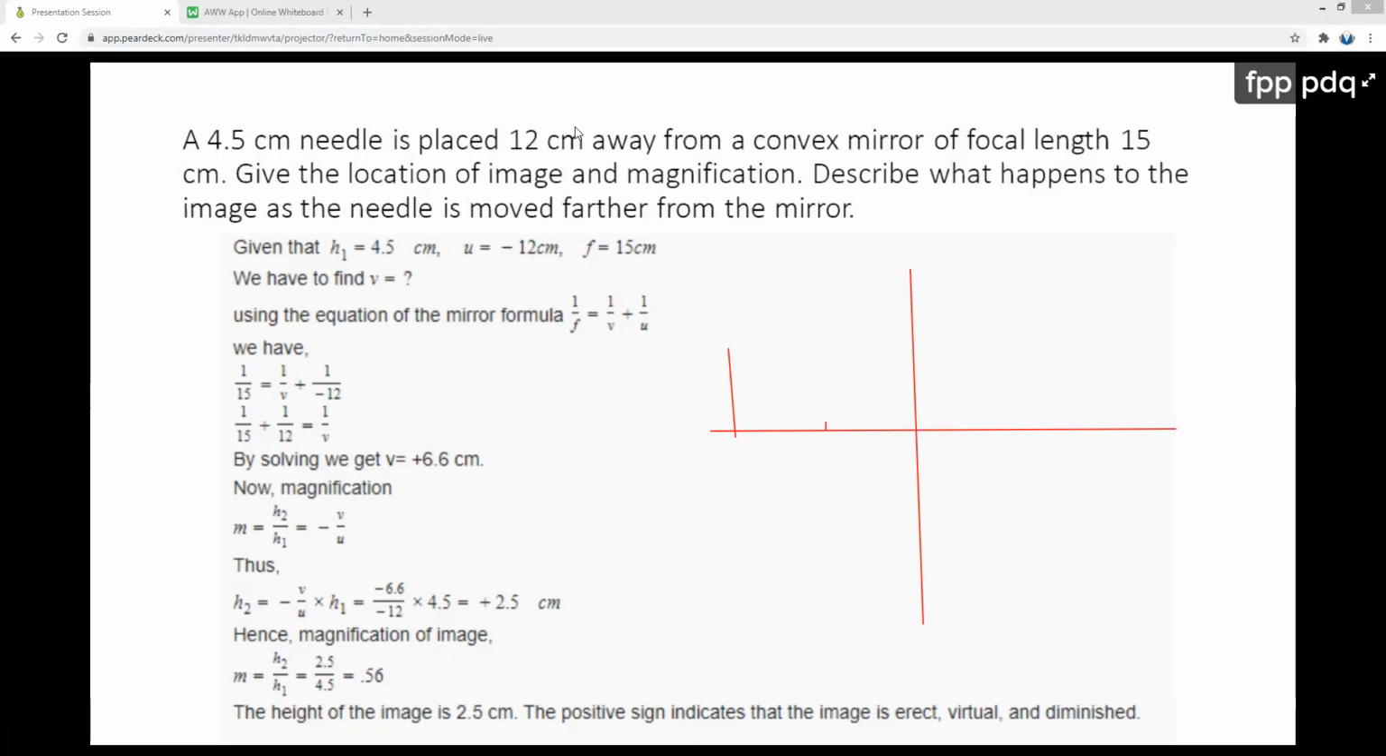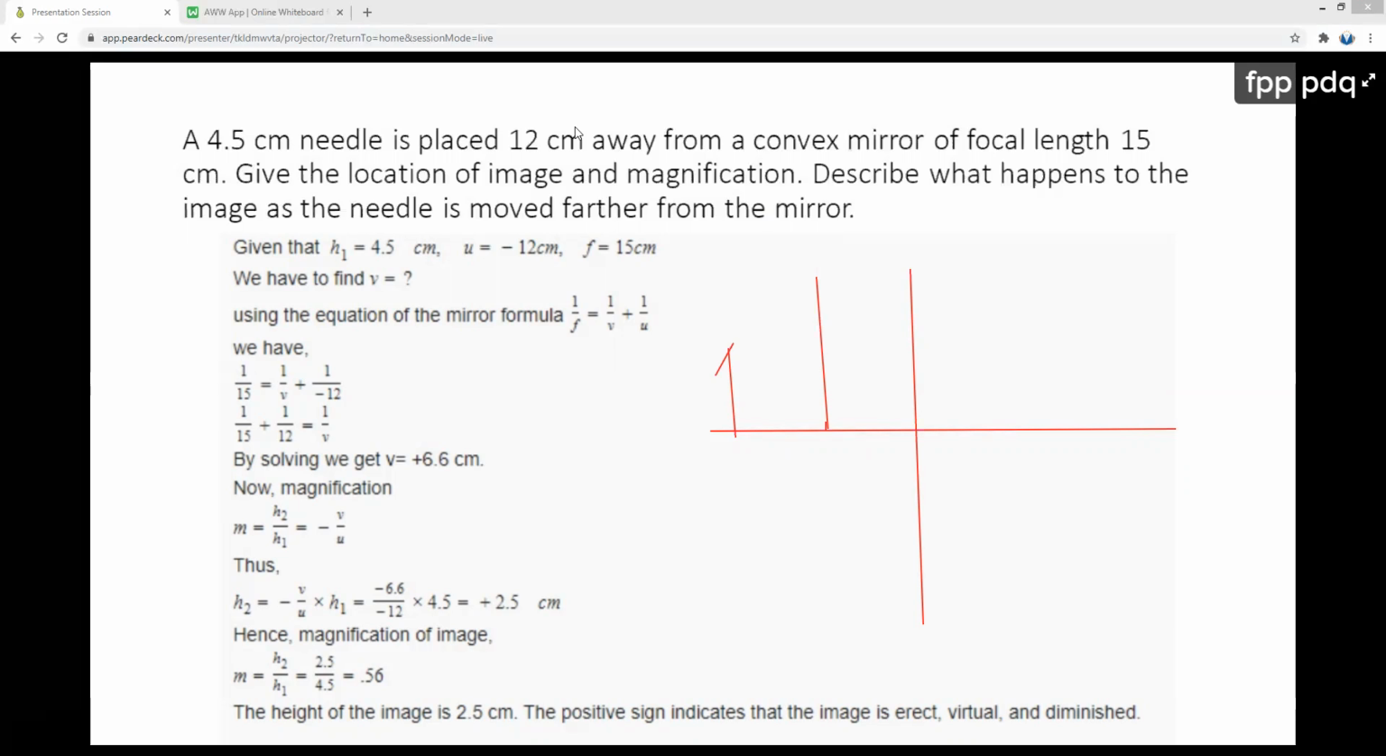So wait, I made a mistake over here. They said that the object is 12 centimeter away from a convex mirror and the focal length is 15. So if the focal length is 15, which is more than 12, the image should be in between focal length and pole. So let's make this the focal length. This is the focal length, okay? And this is the image. So the image should be here.